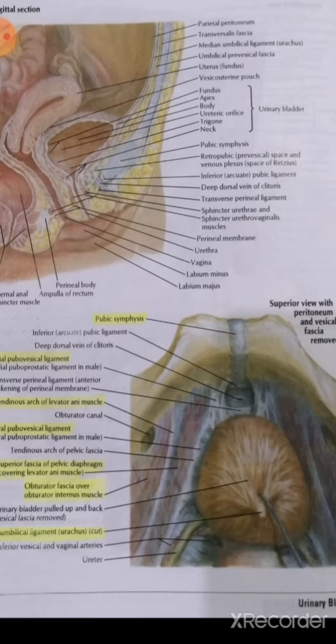In the female, the relations are the same, except instead of the puboprostatic ligaments, in the female there are the pubovesical ligaments, because the female does not have the prostate. So the same ligaments, instead of being attached to the prostate below the bladder, are attached onto the surface of the bladder itself.